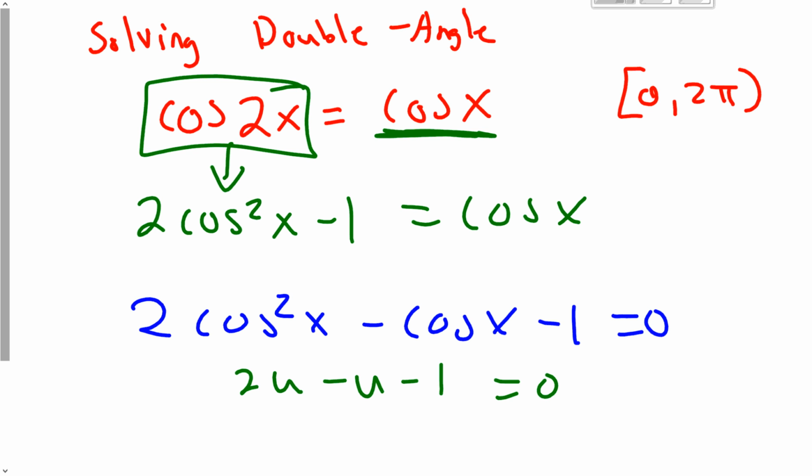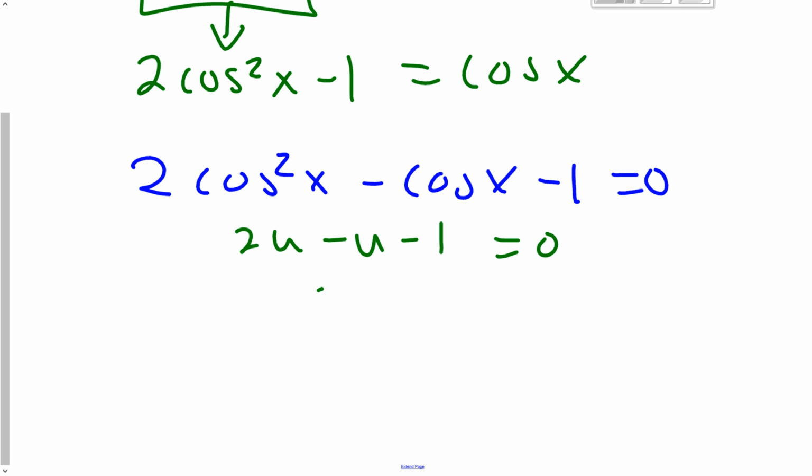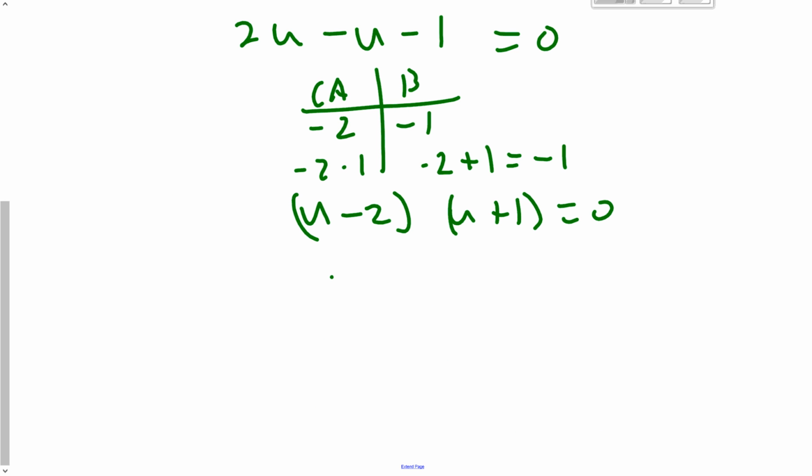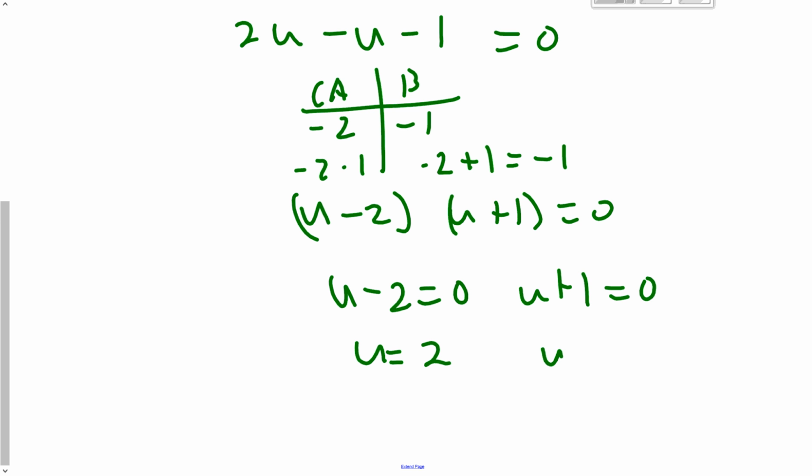Instead of that looking like a quadratic, I can use the a-c method. So my a-c is -2, and my b is -1, so that's -2 times +1, because -2 plus 1 equals -1. So (u - 2)(u + 1) equals 0. That means I'm multiplying 2 things and the answer is 0, so one of those things equals 0 or both of those things equal 0. Solving for u, u is 2 and u is -1.